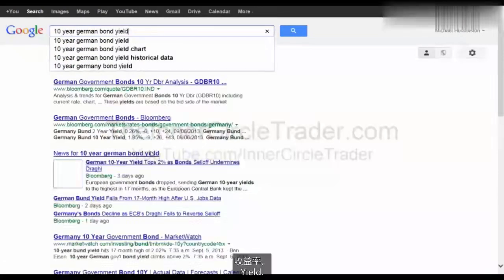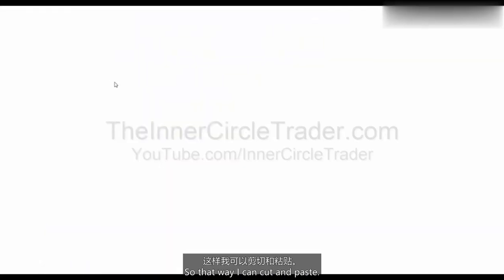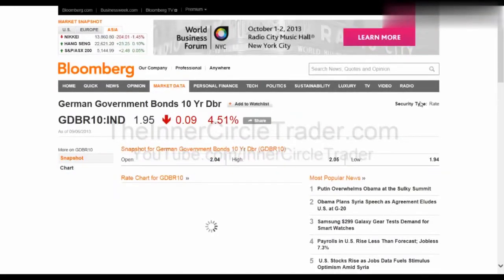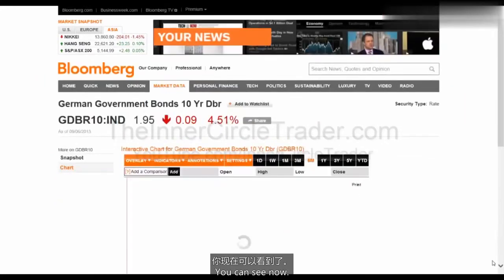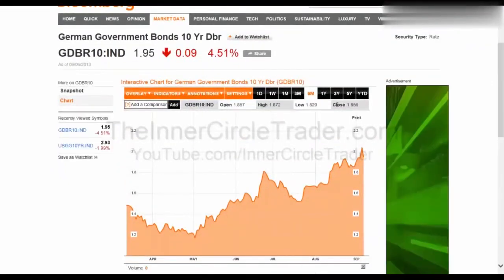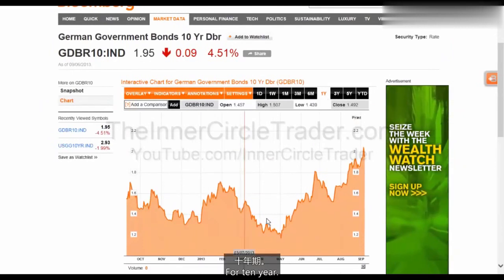When you see that, you're going to go to German government bonds, and then here it is right here. When you see GDBR10, that's the one we're looking for. All I'm doing is opening that up so that I can cut and paste the symbol. If you want to have an individual chart like this, obviously you can do that. You can see now we have this chart. Now this is showing the 10-year rate of the German bond yield.